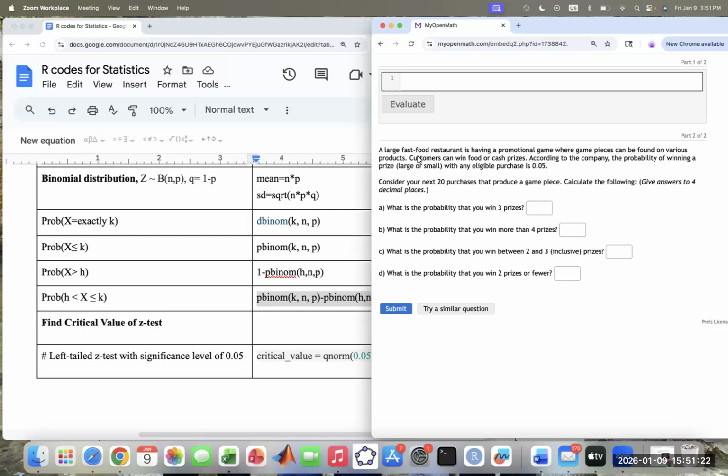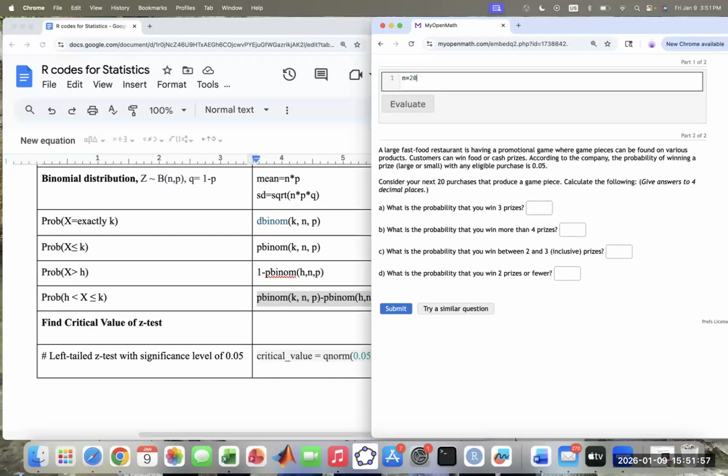Now, a large fast food restaurant has a promotional game where the game pieces can be found in various products. Customers can win food or cash prizes. According to the company, the probability of winning a prize, either large or small, with any eligible purchase is 5%, which is 0.05. So consider the next 20 purchases. That gives you the N value, which would be equal to 20.